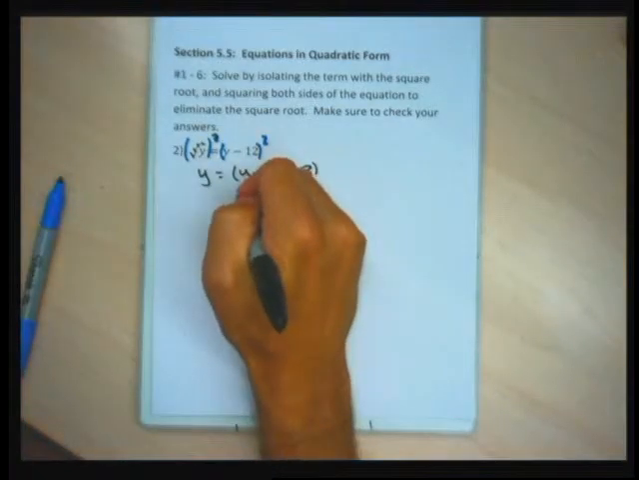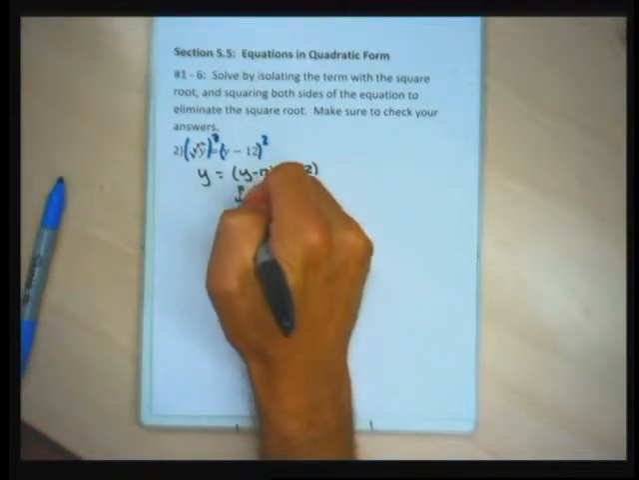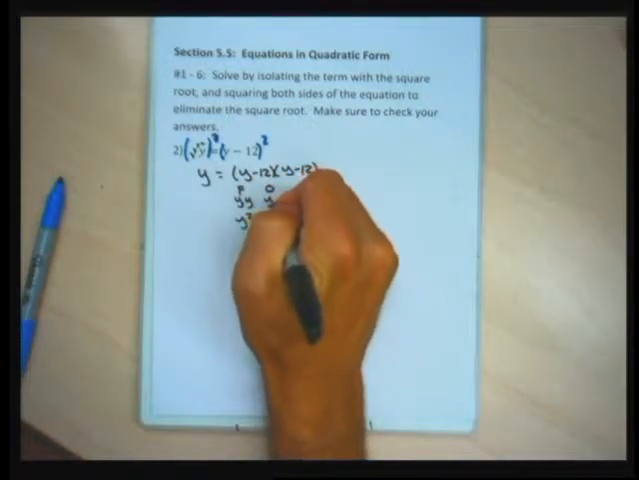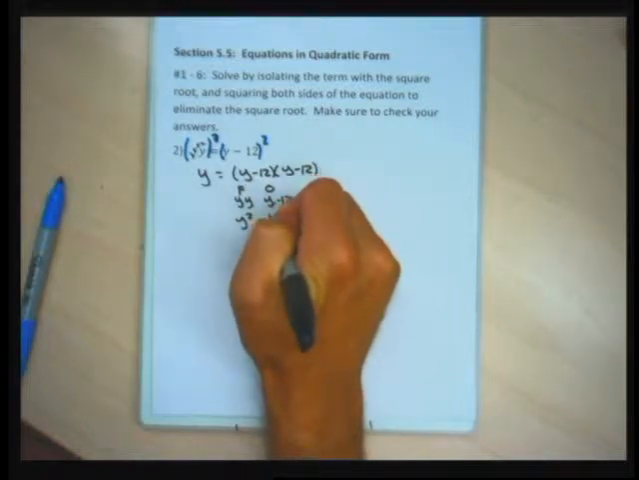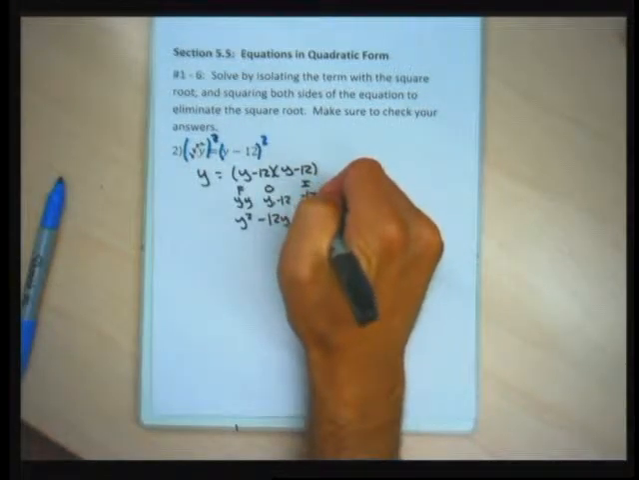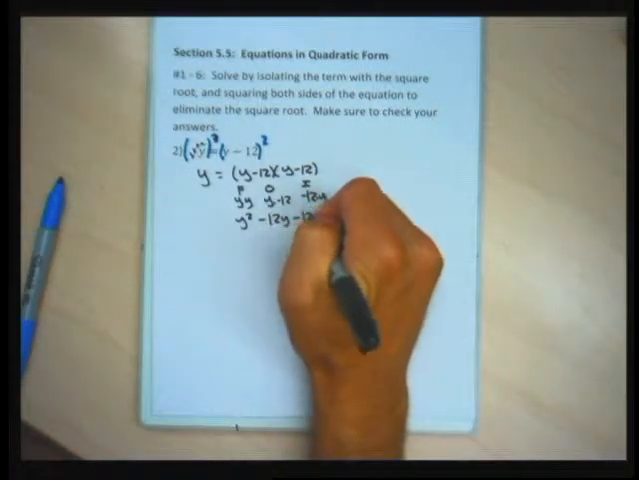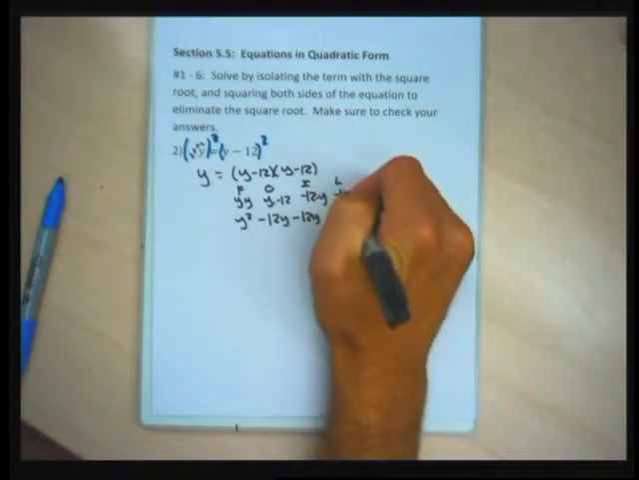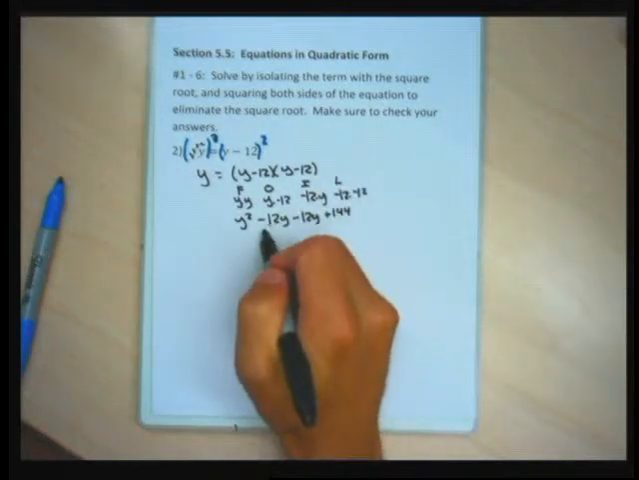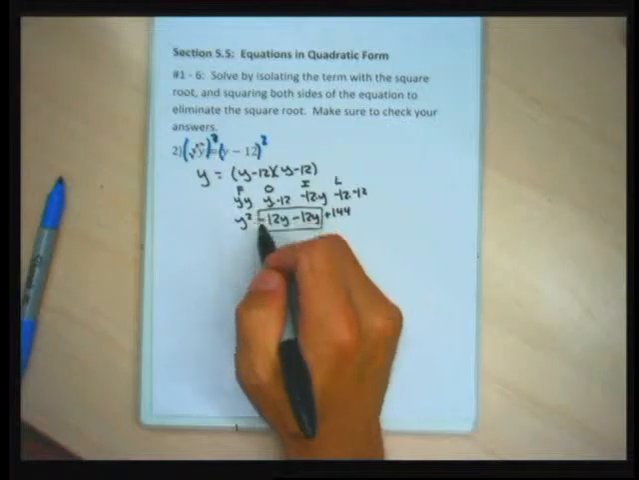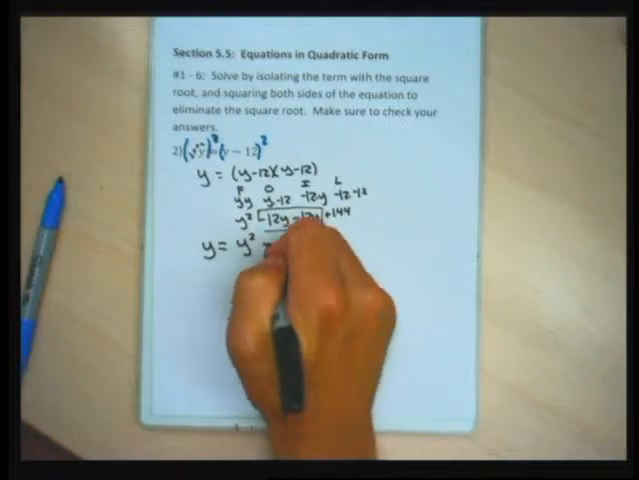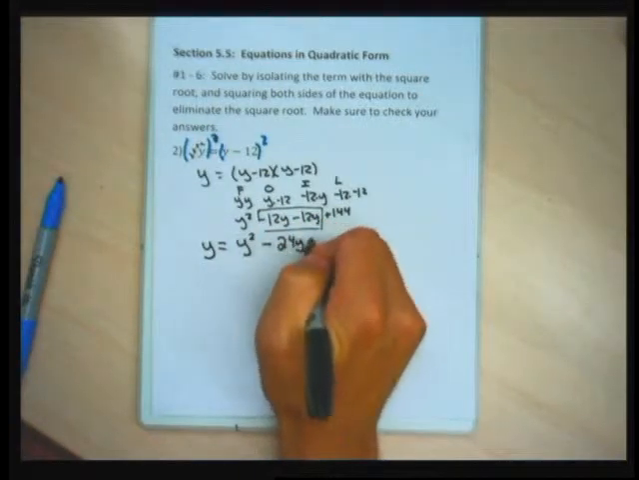So on the right side, I need to do firsts, which are y times y, which is y squared. Outers, which are y times minus 12, which is a minus 12y. Inners, another minus 12 times y, which is another minus 12y. And lasts, minus 12 times minus 12 is a positive 144. So I generally combine my outers and my inners, and I'll do that here. And I can make the right side y squared minus 24y plus 144.